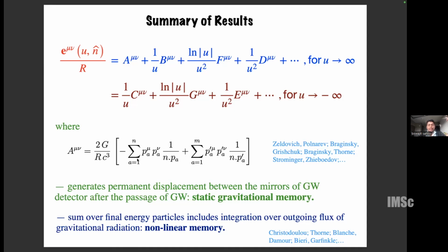So this sum includes an integration over the flux of the gravitational wave radiation as well, and this is known as the nonlinear memory. And this is present and non-vanishing, and this basically makes this mu nu expression complicated. So basically you don't just have to know the ingoing and outgoing particles' information, but also the finite energy gravitational wave radiation to implement this formula in the observational setup.